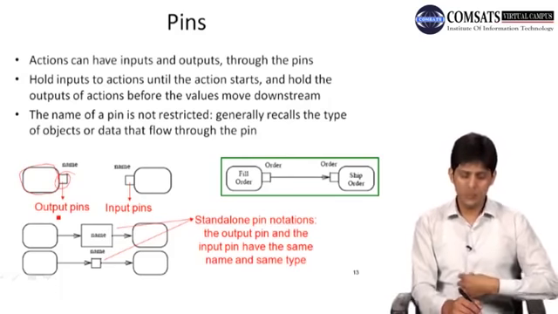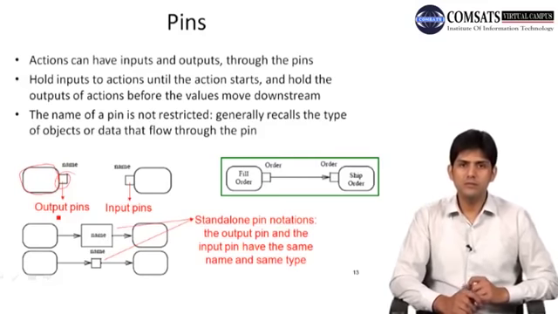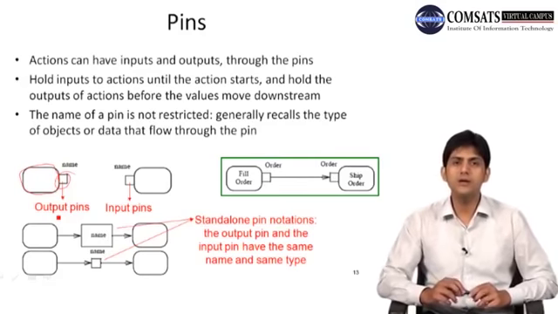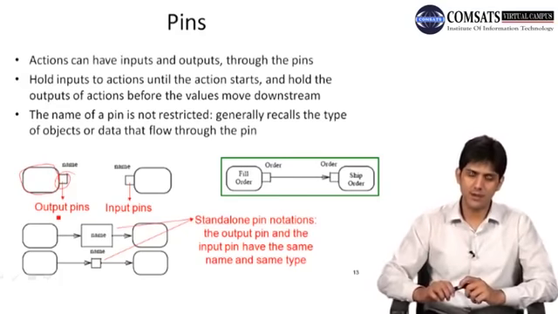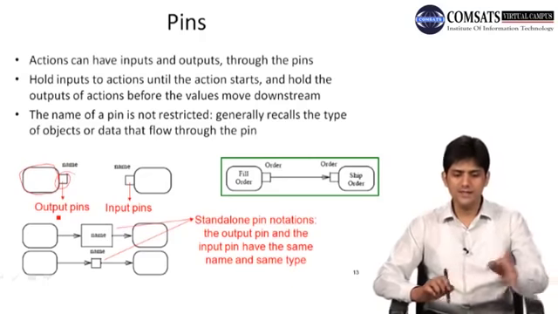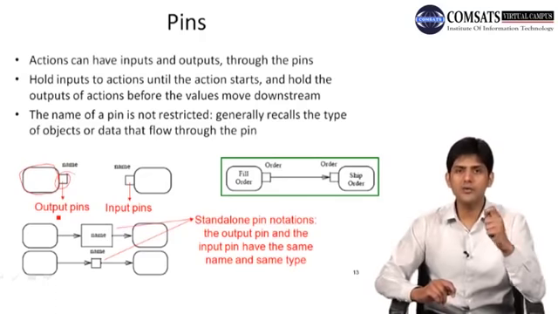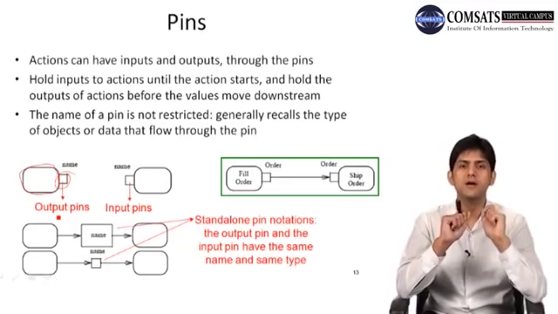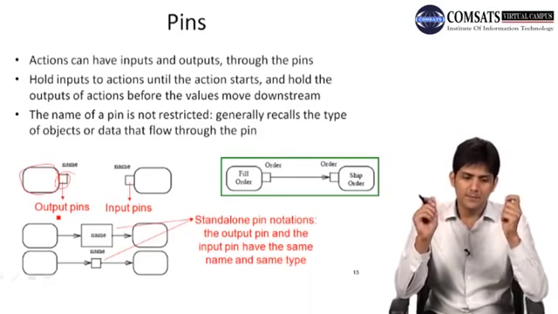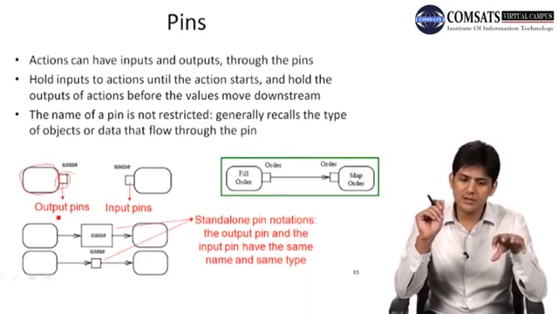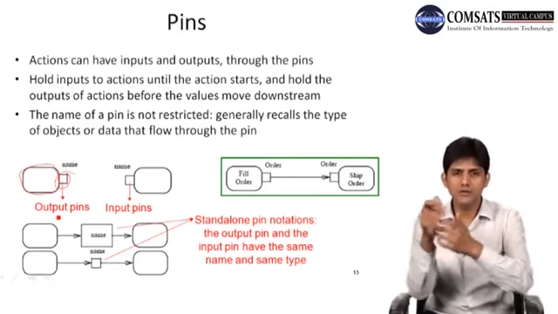Okay, so what are these pins for? These pins basically store the values or the data or the control information that is being passed to the next activity. So let's go through what we have written in the slide, that actions can have inputs and outputs, and these are basically through these pins. So you can call them the interfaces between different actions. The pins hold inputs to the actions until the action starts, and hold the outputs of the action before the values move downstream.